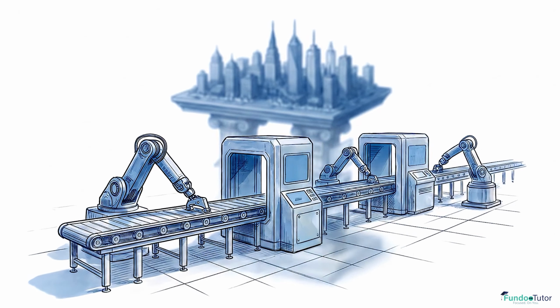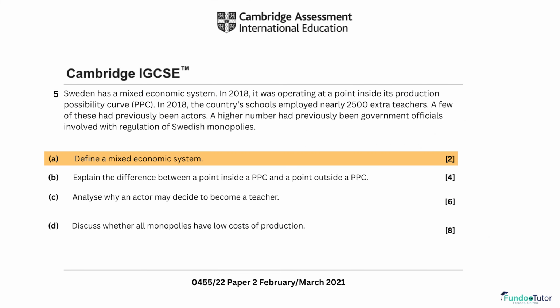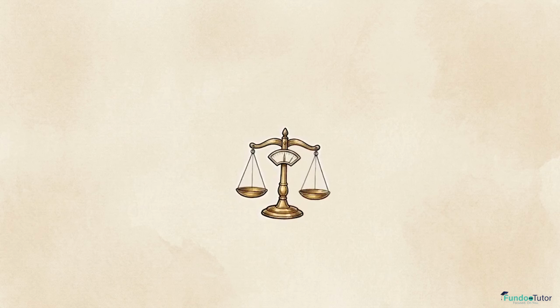A pure free market is rare in practice. Most countries use a system that bridges the gap, which leads us directly into question 2. Define a mixed economic system for 2 marks. This diagram shows a mixed economy in action.